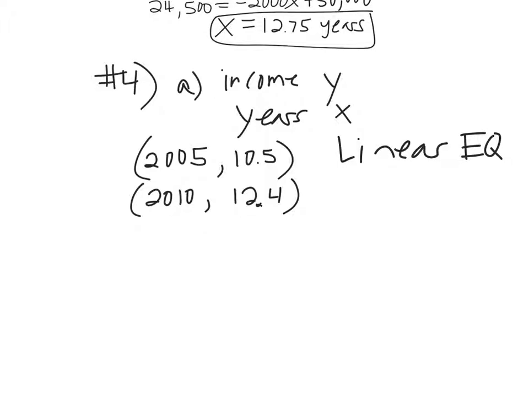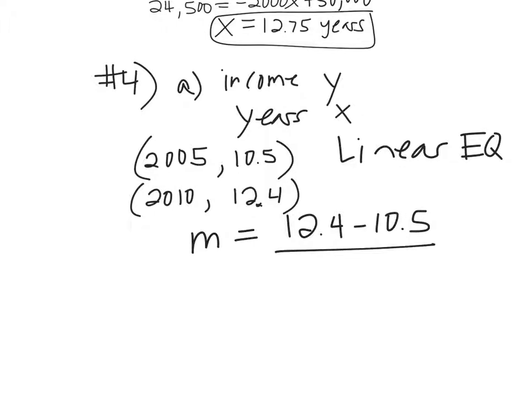All right, so what's our first step here? We have 2 points. We find the equation. We're going to find the slope. Yes. All right, so let's do it. We have 12.4 minus 10.5 over 2010 minus 2005, which is 5. And so the slope ends up being 0.38.